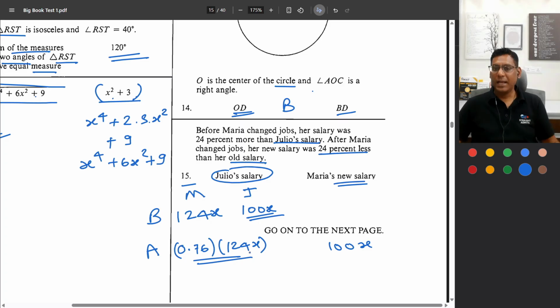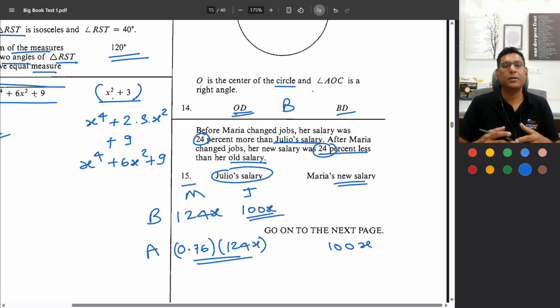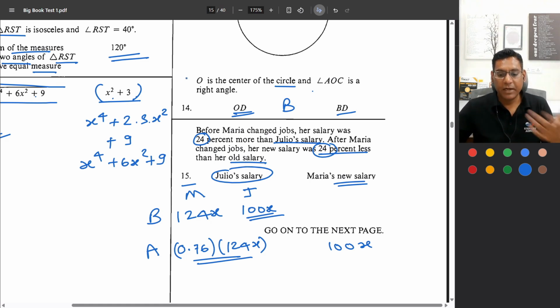Now you could do the calculation, but there is a logical way to do it. You should observe that this 24 is the same. First Maria's salary is going from 100 to 100 plus 24%, and now it is coming down 24%. So with respect to 100, where will it be? Forget about 24. Let's take example of 50%. Earlier something was 100, it increases by 50%, it becomes 150. Now it reduces by 50%. Where does it go? It becomes 75. It doesn't become 100, it becomes 75.